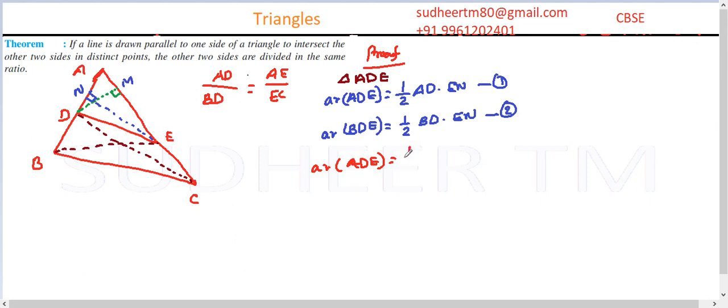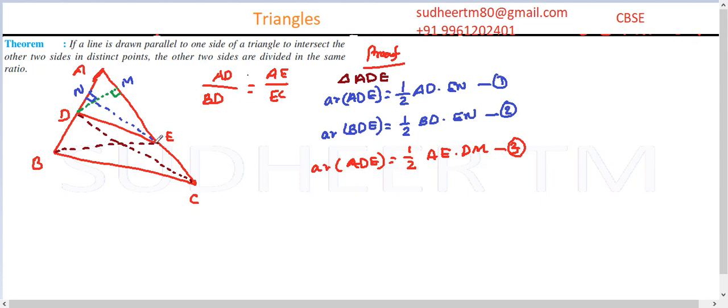So half into base AE into what should be the height here. Before, the height was EN. Now we took AE as the base side, so this time DM should be the height. So AE into DM. You must clearly understand the difference here. Even though the triangles are the same, first we took AD as the base, so EN was the height. Now we took AE as the base, so it should be DM. Understood? The height should be DM.